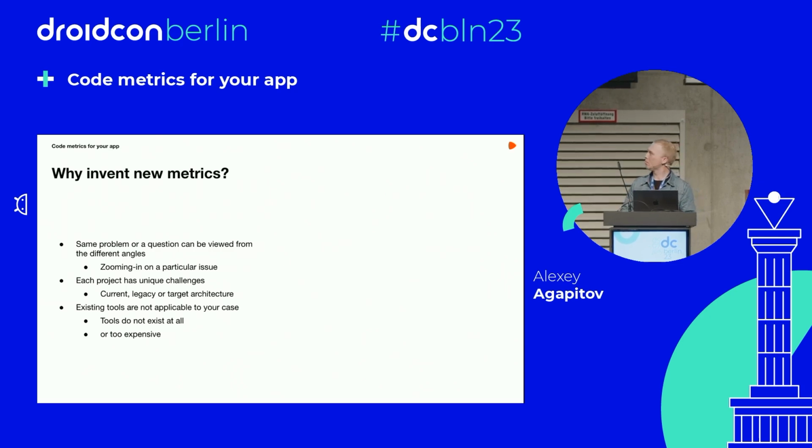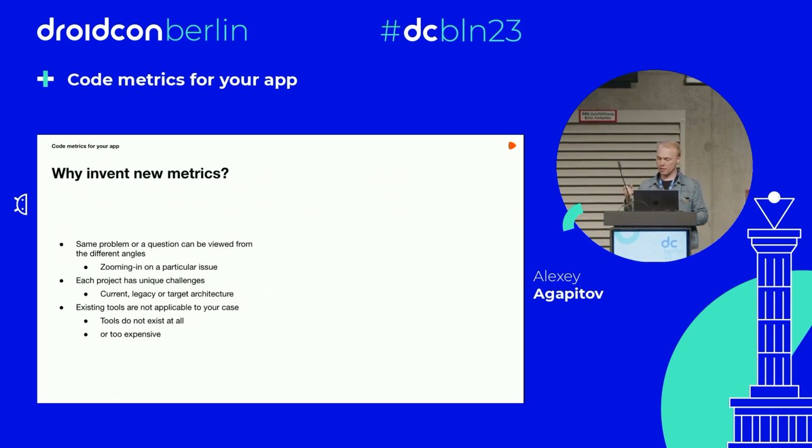The problem with generic metrics is that sometimes they don't know anything about your project. They don't know anything that you're struggling with. Each project has its unique challenges. We have different architectures which you could follow, a different history of the evolution of the project, different legacy code bases, or a different target architecture, so you are moving from architecture A to architecture B. These generic tools cannot answer how to get there.